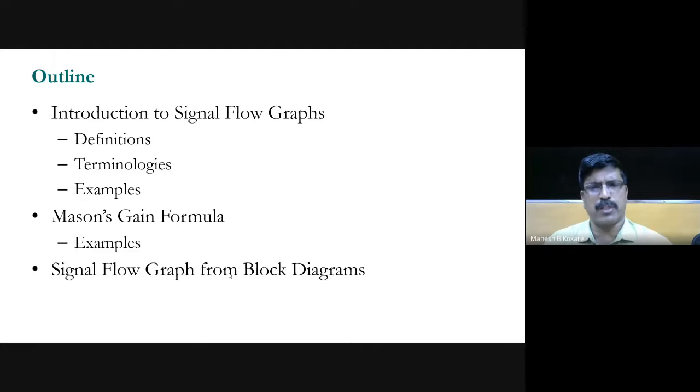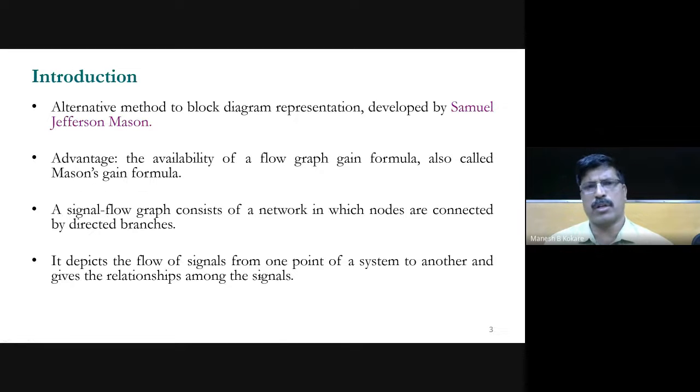Particularly in this lecture, we'll see the fundamentals of signal flow graph, terminologies, and Mason's gain formula. And maybe in the next two lectures, we'll take some problems for the remaining part. In signal flow graph, first we'll see the definitions, the terminologies and examples, and after that we'll study Mason's gain formula with an example, and finally how to obtain the signal flow graph from the block diagram. So that we will study in this lecture.